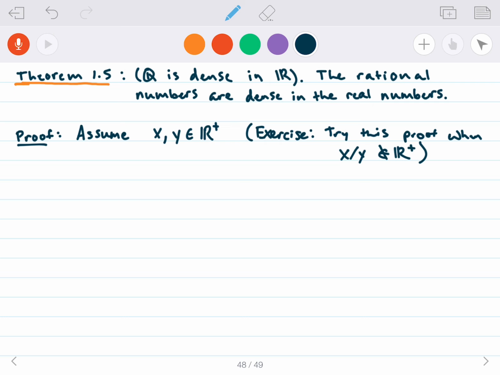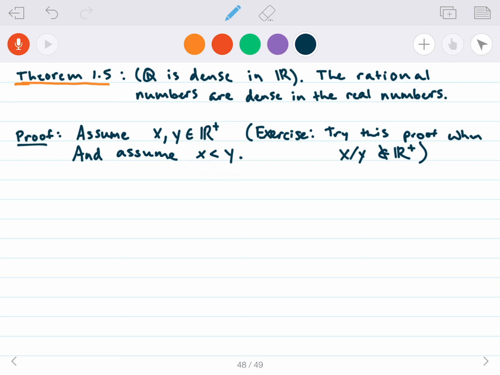Okay. So here's what we're going to do. We're going to assume we have two positive real numbers, and assume, by our order principle, that we want one to be less than the other. We don't want them to be equal to each other.